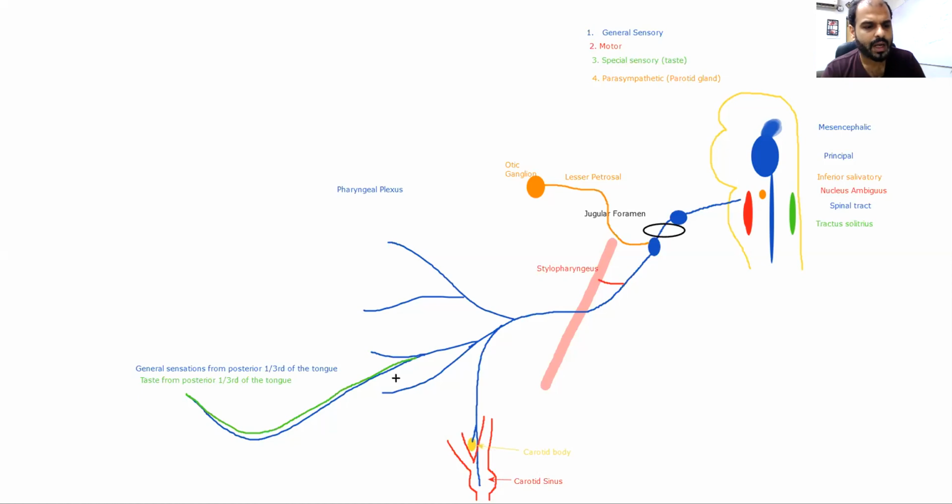And what is the name of the nerve? Tell me kindly. Nerve of Hering. Nerve of Hering of glossopharyngeal. Nerve of Hering, or we can simply say carotid branch. It again has two names, carotid branch of glossopharyngeal nerve. Now, what does this pharyngeal plexus do? Will any one of you tell me? What does this pharyngeal plexus do? It carries general sensations. It carries general sensations from where?